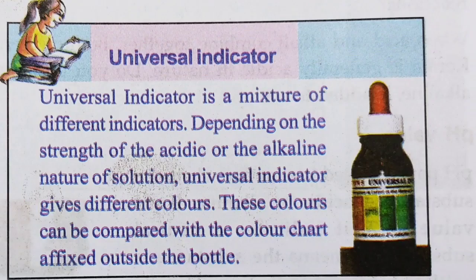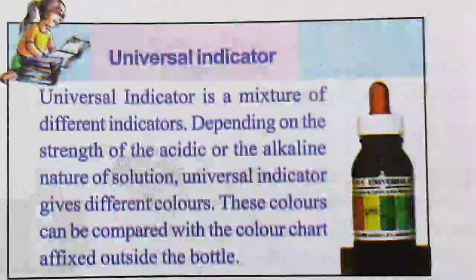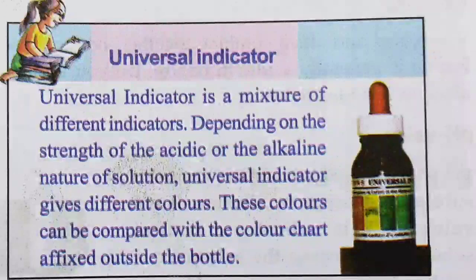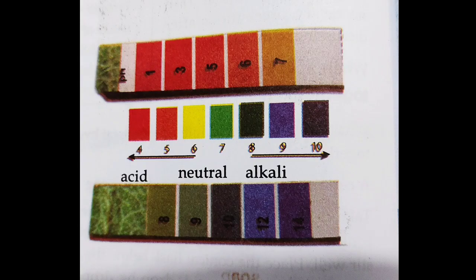Universal indicator. Universal indicator is a mixture of different indicators, depending on the strength of the acidic or the alkaline nature of the solution. Universal indicator gives different colors. These colors can be compared with the color chart affixed outside the bottle. pH paper is a universal indicator. Now let me conclude this part by asking a few questions.